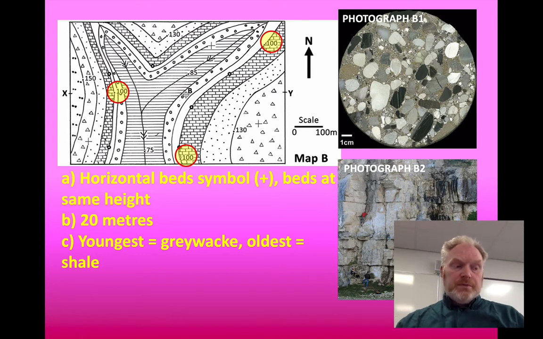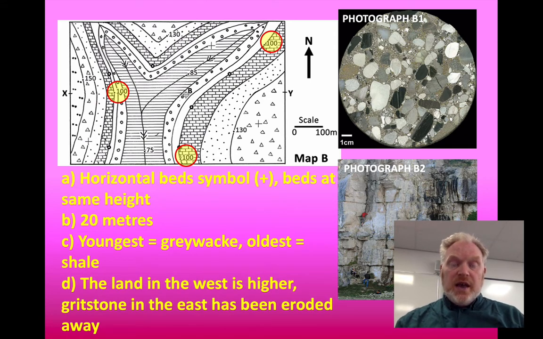Question D asks why you have Greywacke on the west of this map by X, but we don't see it at all on the east of the map by Y. And the reason for that is that the land on the west is higher. You can see that on the cross section.